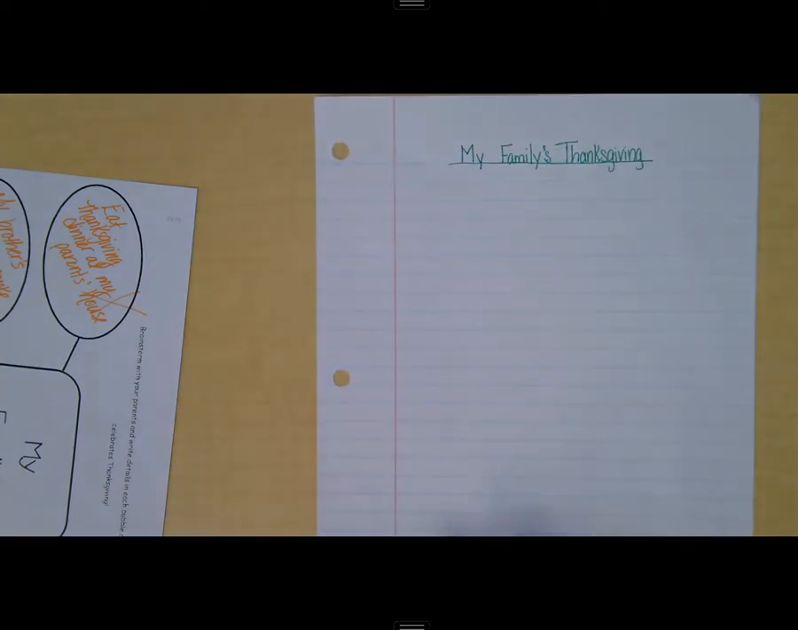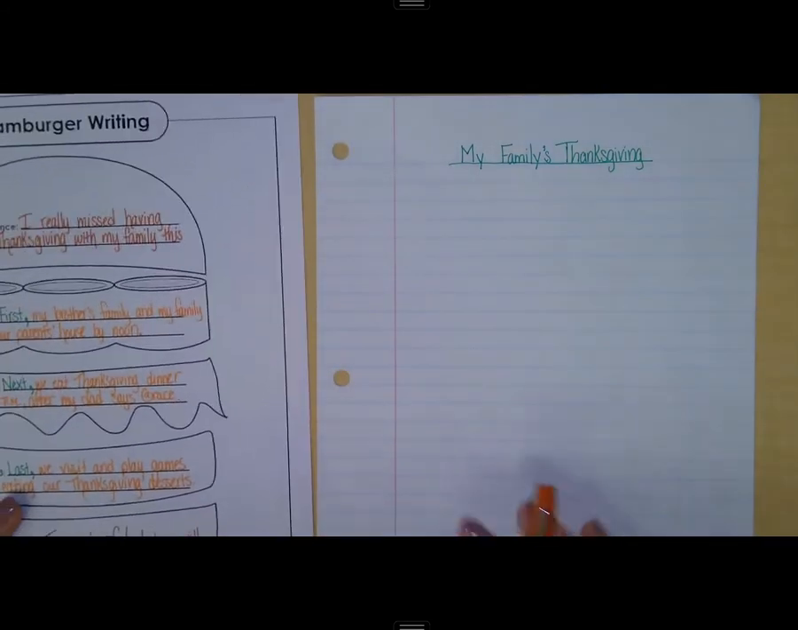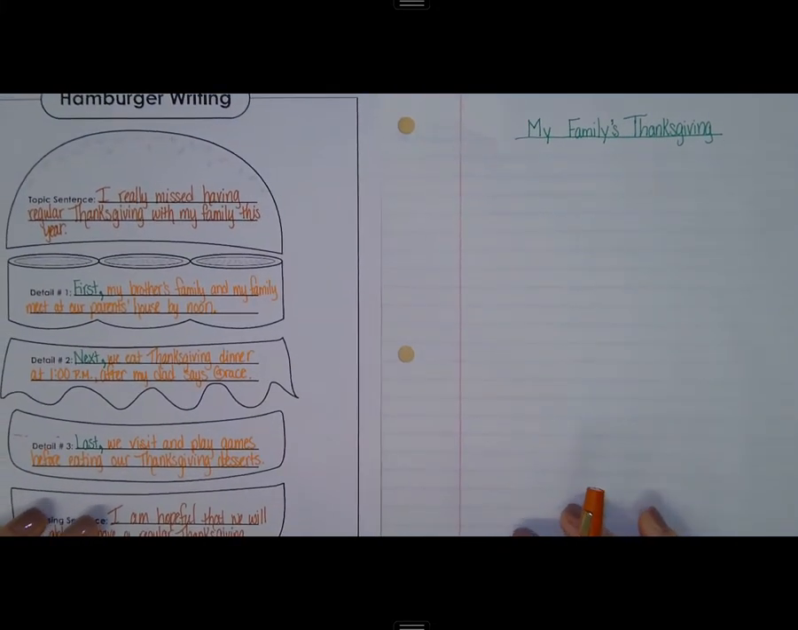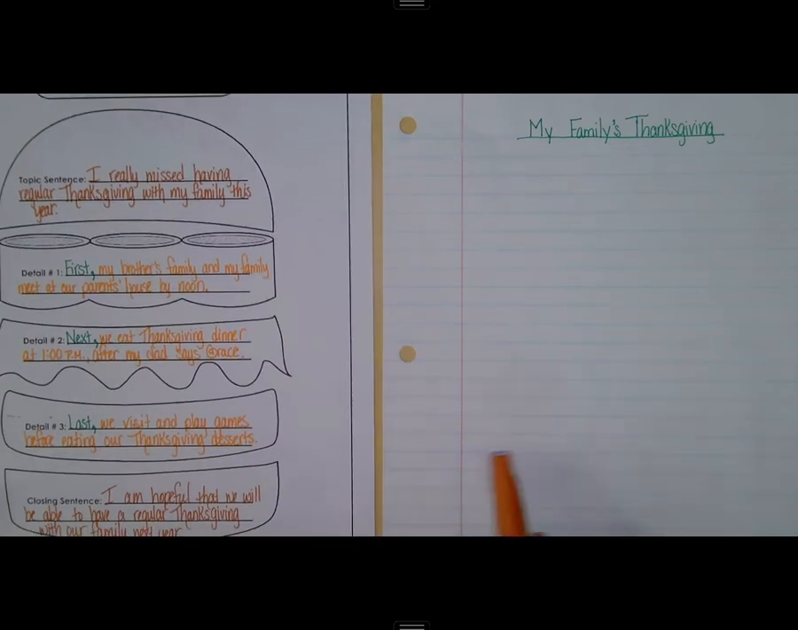Now, this is our rough draft. So when we write it, we can skip lines so that we have room to make edits. Okay. All right, we have our title done. So let's go back to our outline here. And we just copy these sentences in the order they're written on the outline.